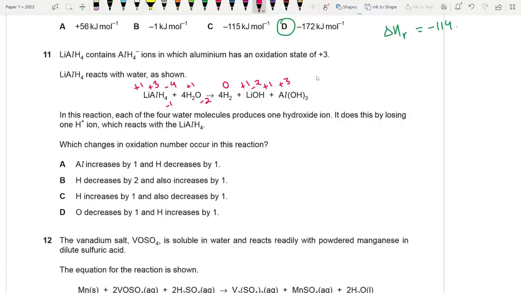So essentially, in this reaction, each of the 4 water molecules produces 1 hydroxide. It does this by losing 1 H plus ion, which reacts with the AlH4. So the trick here is aluminium does not change. Okay, that was the trick. Only hydrogen changes. Check it out. Hydrogen went from -1 over here in lithium aluminium hydride to 0, right?